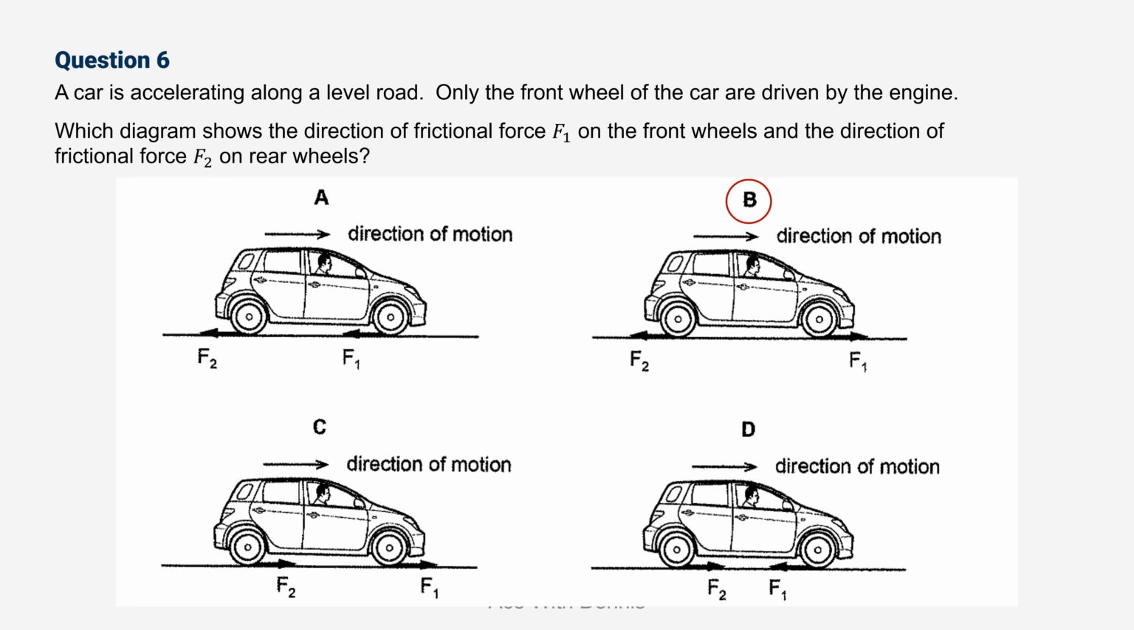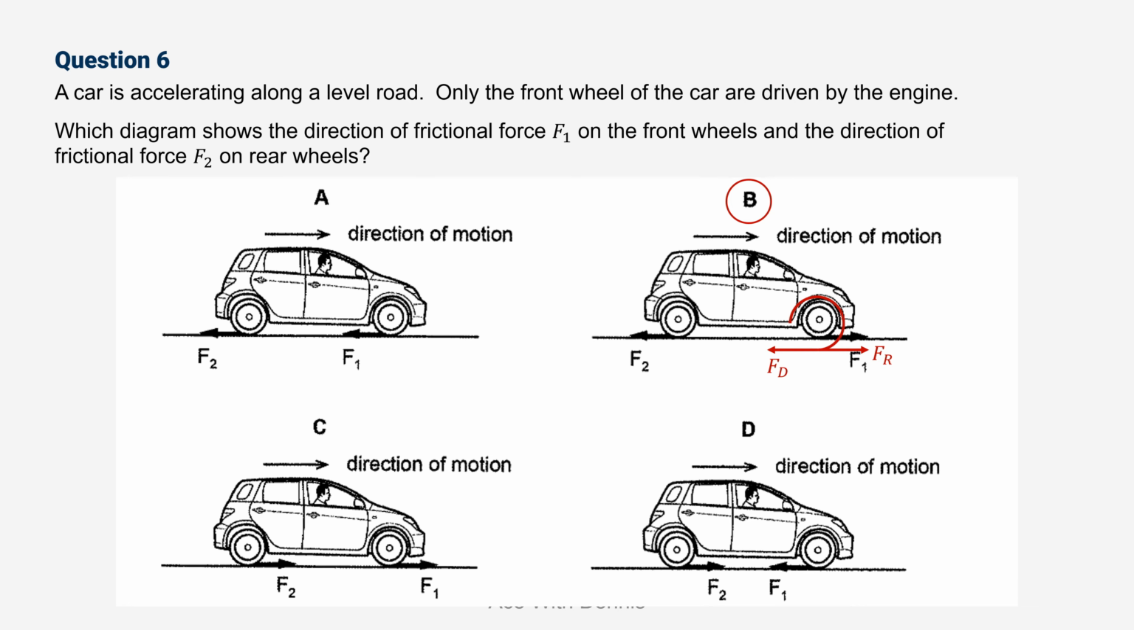The answer is B. To answer this question, you need to understand that frictional force is always opposed, or in the opposite direction, of the driving force. Hence, for this case, only the front wheel is driven by the engine as stated by the question. So when the engine turns the front wheel, it turns in the clockwise direction. Hence, the driving force is pointing to the left. Therefore, the frictional force will be opposing this force, so it will be pointing to the front.